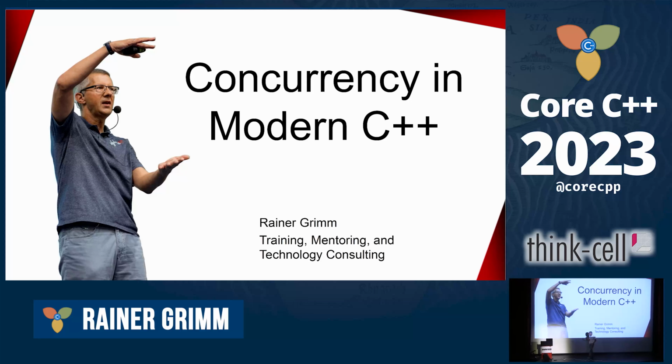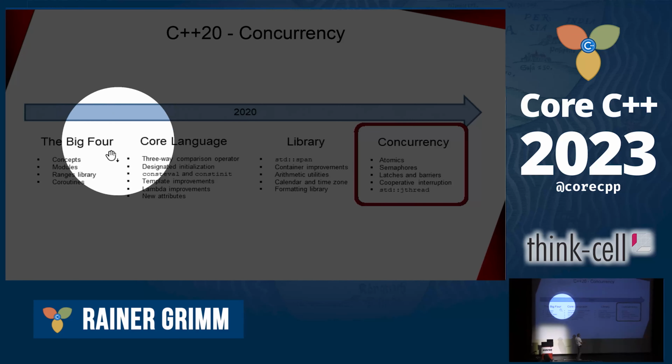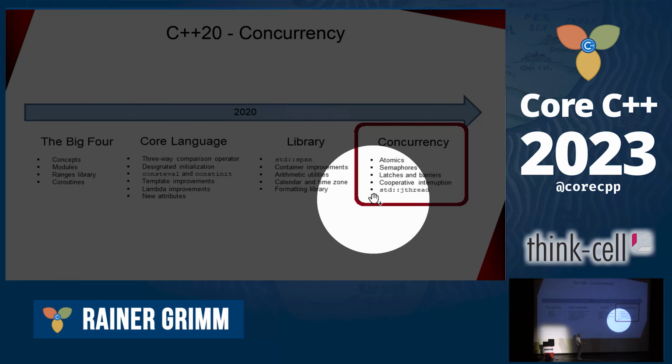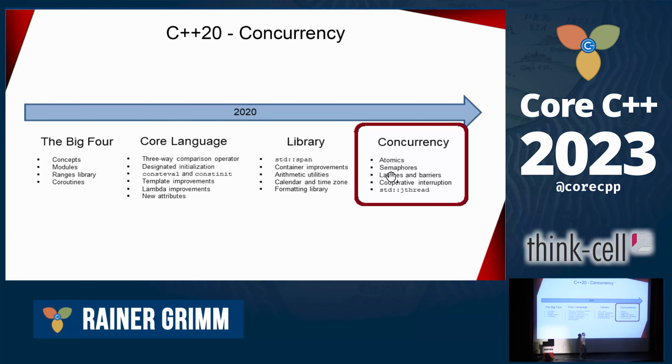Okay, so this is my idea. I want to talk about this stuff here on the right. You see? Here we are. It's a bit difficult. On atomics, semaphores, latches, barriers, cooperative interruption, and finally std::jthread.